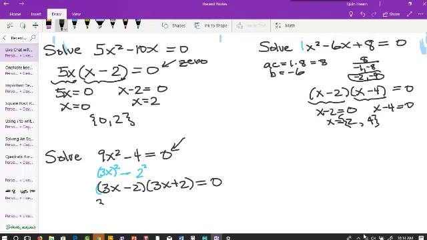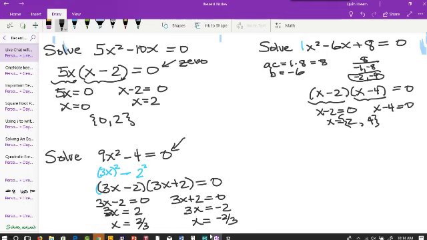So that means that we either have 3x minus 2 equals 0 or 3x plus 2 equals 0. That's the only way their product could be 0. And now we have to solve for x. So we're going to add 2 over to the other side. In this equation, we get 3x equals positive 2, so x is positive 2/3. Subtracting 2 on this side, we have 3x equals negative 2, so x is negative 2/3. So our solution set contains 2/3 and negative 2/3.